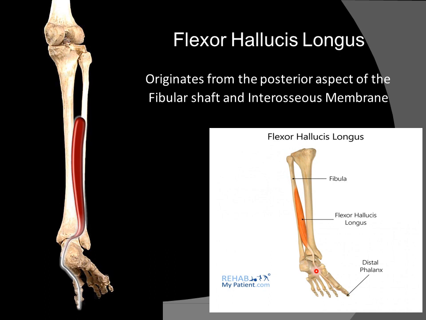Insertion of the flexor hallucis longus is onto the plantar surface of the base of the distal phalanx of the great toe. It is supplied by the tibial nerve. Action of the flexor hallucis longus: it plantar flexes the great toe and is also responsible for plantar flexion of the ankle, and it supports the medial longitudinal arch of the foot. So this is about the origin, insertion, supply and action of the flexor hallucis longus.